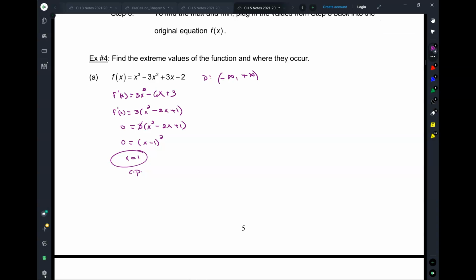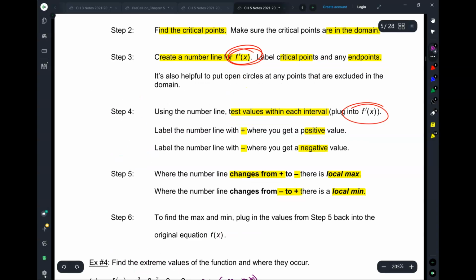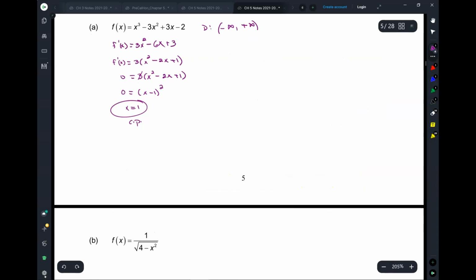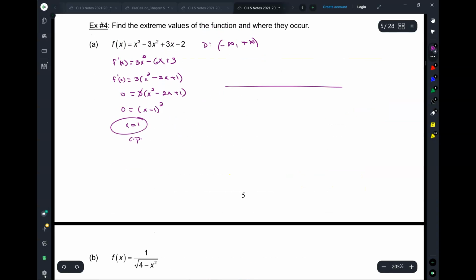Okay. Now, we found the critical point. Step 3, create a number line. This number line represents my domain. And I like to put here that this goes from positive to negative infinity, so I know. I put on here all critical points. In this case, I only have one at x equals 1.